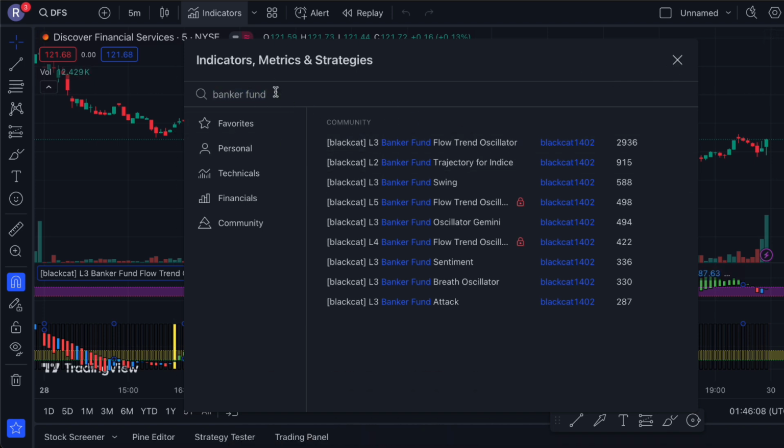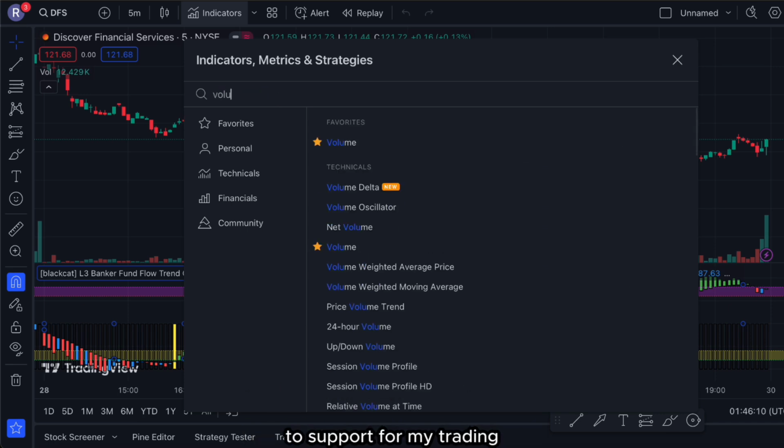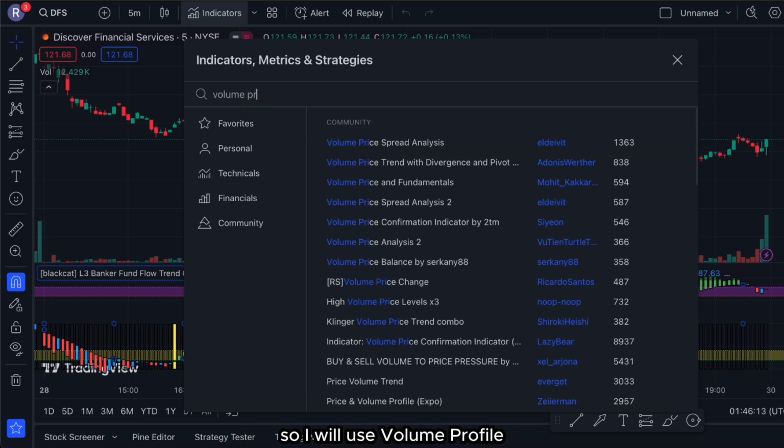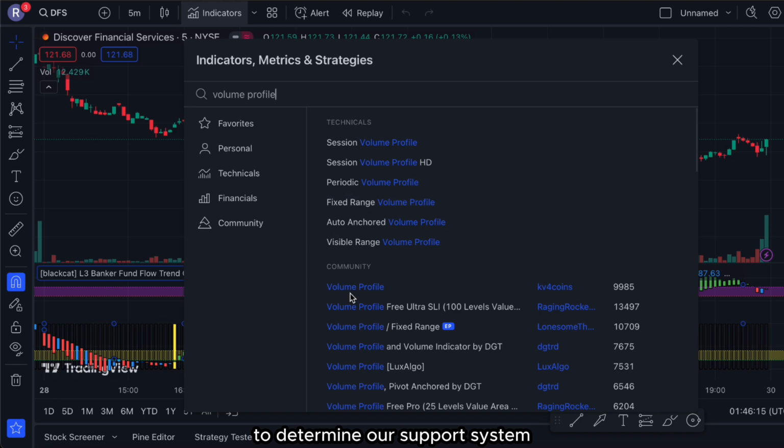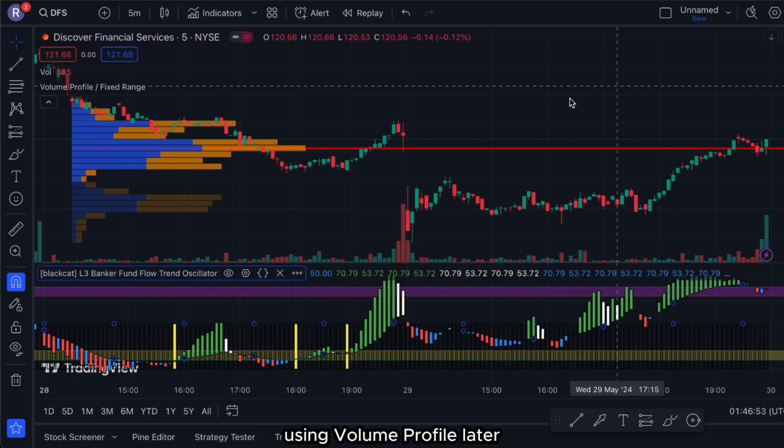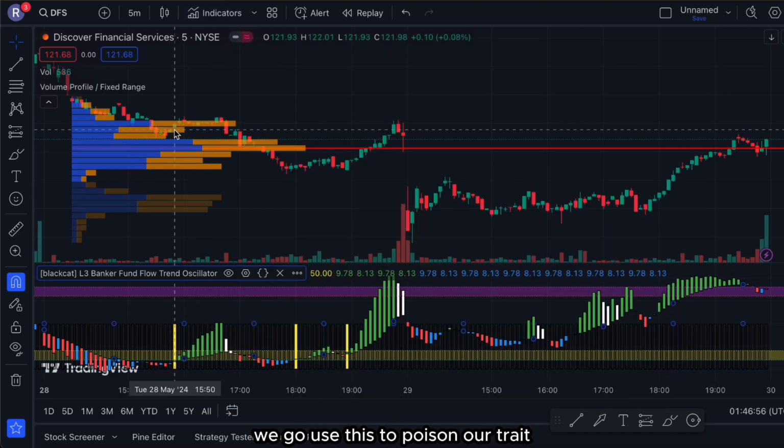And additionally, I will add one more useful indicator to support my trading. I will use volume profile to determine our support and resistance. Later we will use this to position our trade.